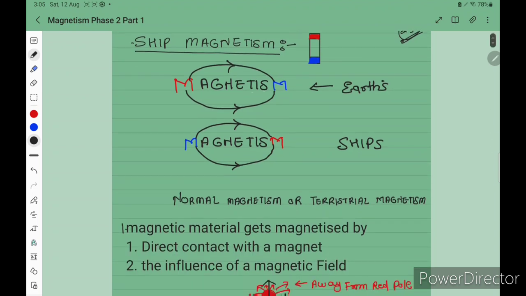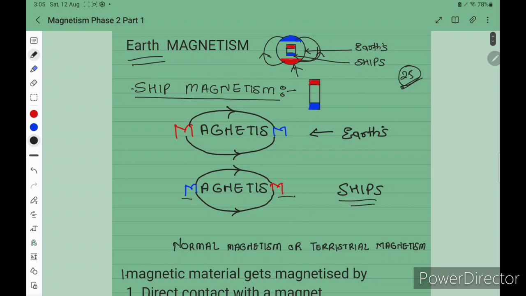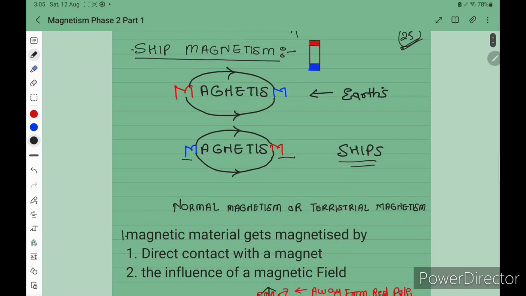In the word magnetism, the first M is red and the last M is blue. So for earth, it goes from the starting red M to the blue M, and for ship magnetism, the starting one is blue and the last M is red. So it enters from the blue M and goes to the red M. If you understand these two concepts, you will be able to solve the questions that generally come.